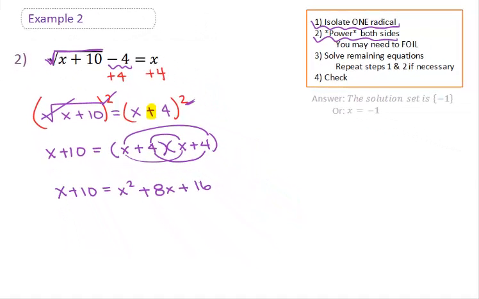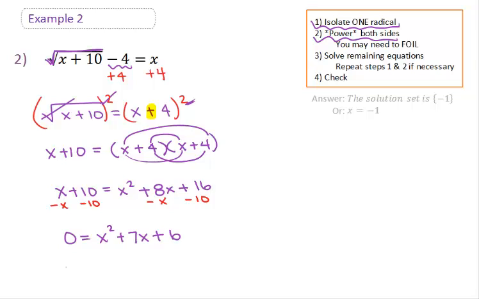At this point, I can see I have a degree 2 equation. So I can solve this by my factoring method or my quadratic formula method. I'm going to try my factoring method, which means I need to put it in standard form, so I need to set it equal to 0. I do that by subtracting x and 10 from both sides of my equation. That gives me 0 is equal to x squared plus 7x plus 6.